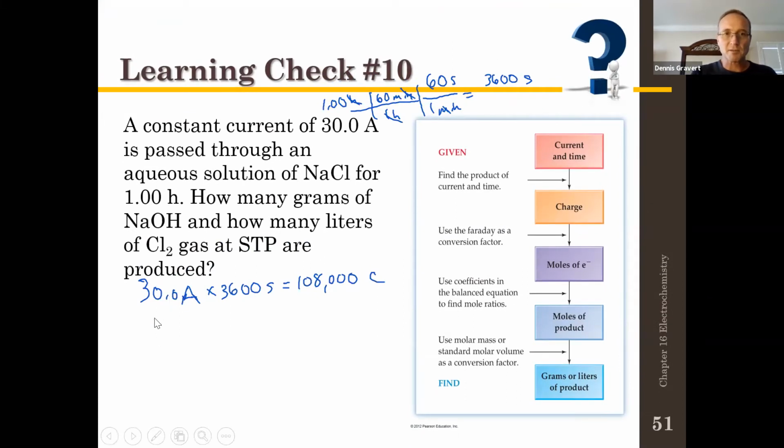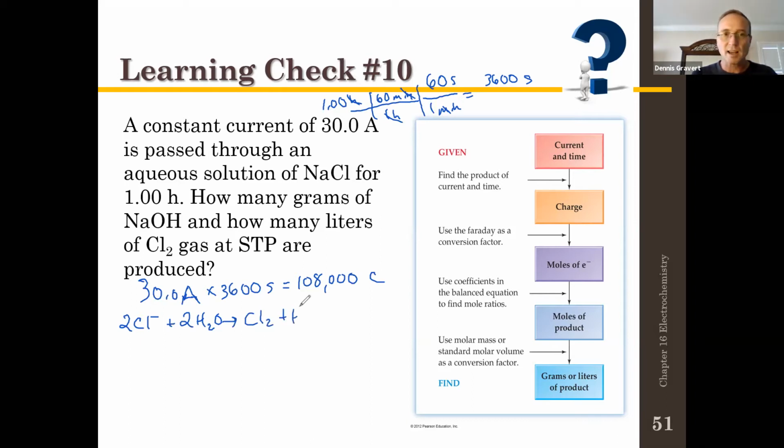Okay, so the balance equation, pen again. Balance equation: 2Cl minus plus 2 waters goes to Cl2 plus hydrogen gas plus 2 hydroxide ions. And they want to know grams of NaOH that you can make and how many liters of Cl2. So let's first find out how many moles of these things, right?